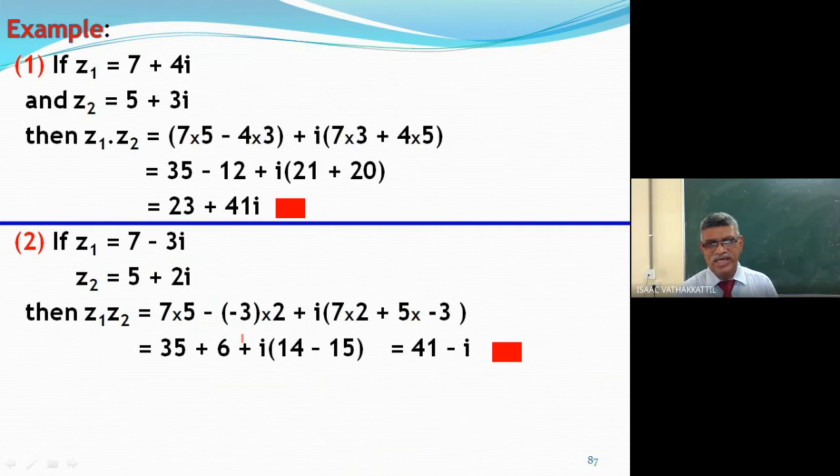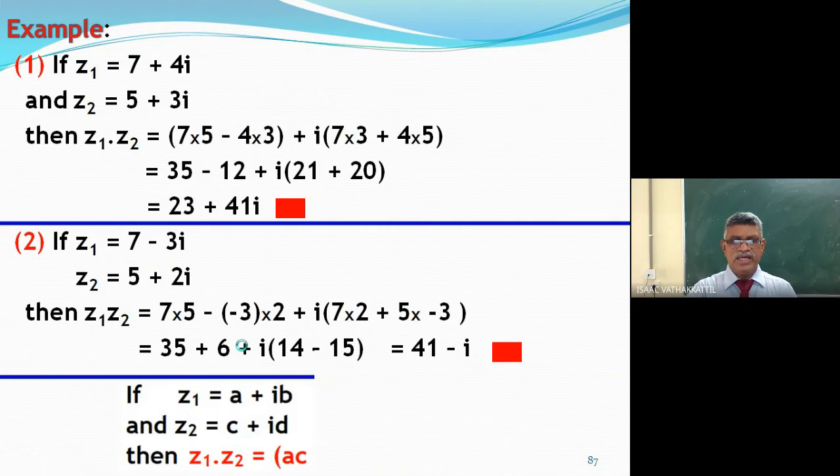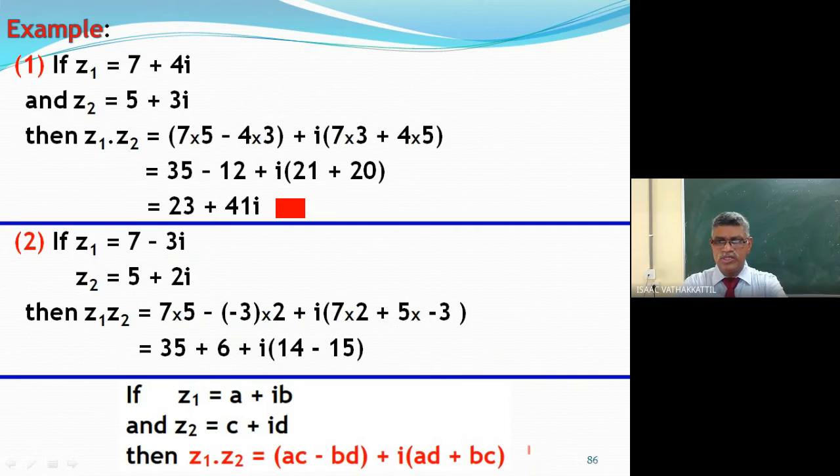Agreed or not? AC minus BD. You have to remember that. AC minus BD plus i into this, you have to remember. That is always comfortable. Later, no need to worry about it. Just remember this: AC minus BD plus i into AD plus BC. How we get it, you will learn later. Okay?